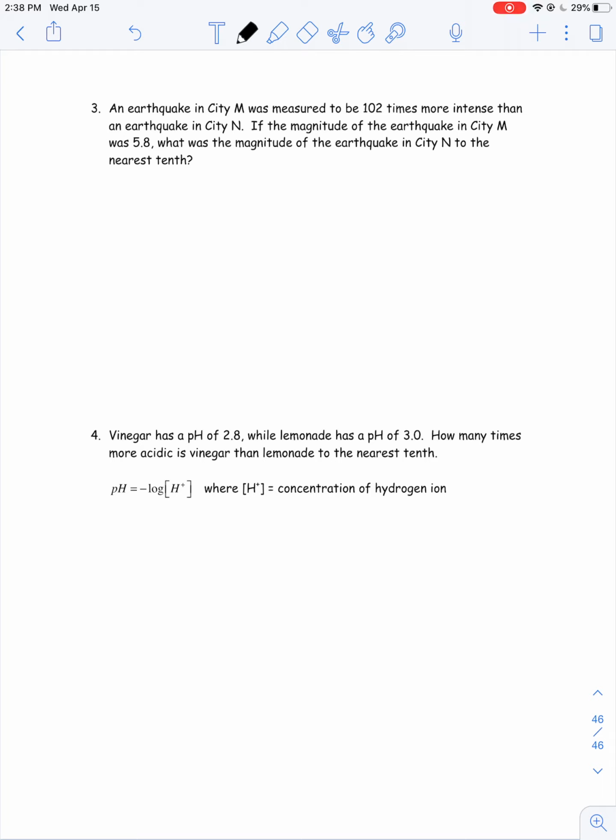Example number 3: an earthquake in city M was measured to be 102 times more intense than in city N. If the magnitude of the earthquake in M was 5.8, then what was the magnitude of the earthquake in city N to the nearest tenth? Whenever we compare earthquakes, we can do this: 102 is equal to 10 to the power of the bigger earthquake, which was 5.8, minus the smaller earthquake, which is the magnitude of city N.